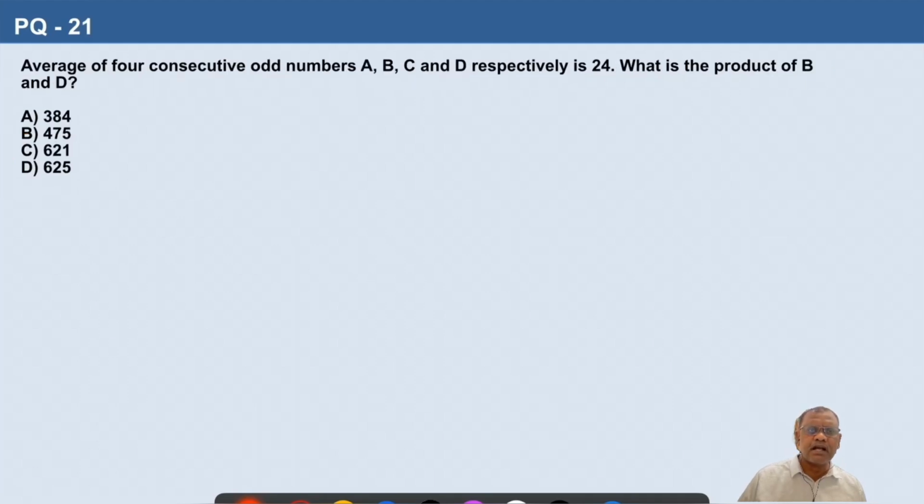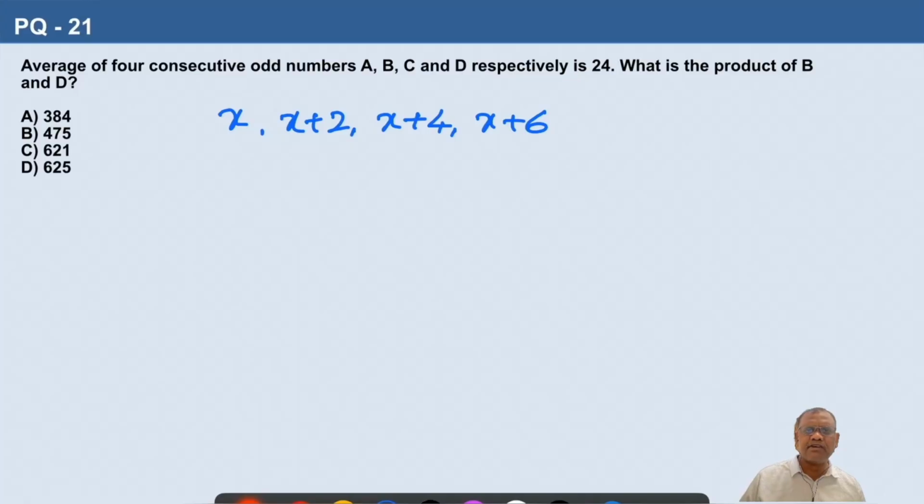21. The average of 4 consecutive odd numbers A, B, C and D respectively is 24. What is the product of B and D? That means the second and fourth. So, let us assume the odd numbers. Consecutive odd numbers will be with a difference of 2. So, the first odd number, let us assume x. Next will be x plus 2, then x plus 4 and x plus 6. These are the 4 consecutive odd numbers.